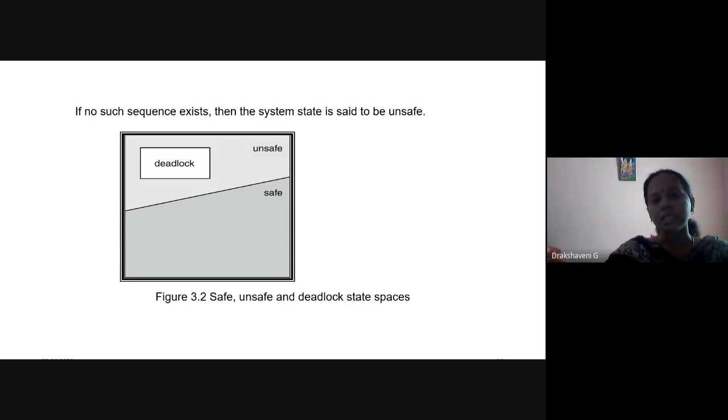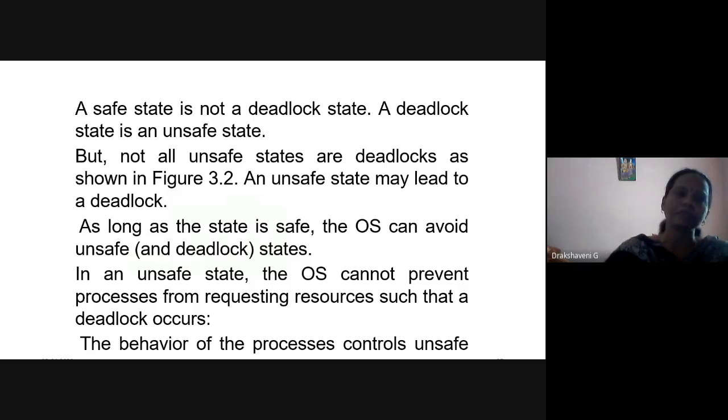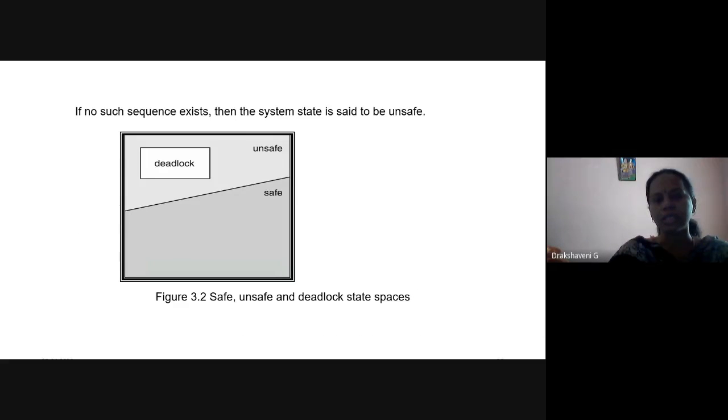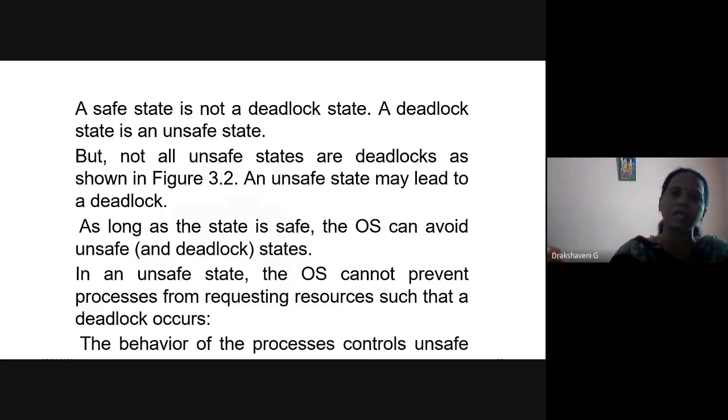If no such sequence exists, then the system state is said to be unsafe. So deadlock, unsafe, safe. This diagram depicts how deadlock can be avoided. When it is not in a safe state, then it is called unsafe. If it is unsafe, then definitely deadlock will occur. That's what the picture depicts here. A safe state is not a deadlock state. In this diagram you can see, safe means the deadlock will not occur. When do we say deadlock will occur? When the state is in an unsafe state, then only the deadlock will occur.